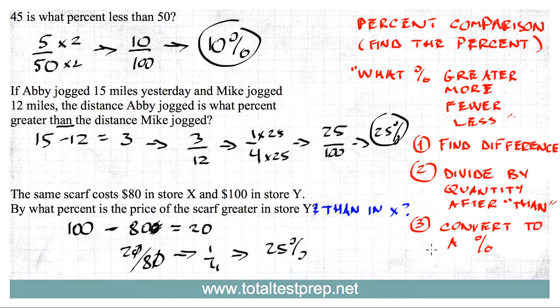So once again, when you are being asked to find the percent in a comparison, first of all, you know you're dealing with it if you see the keywords what percent greater, more, fewer, or less. And the steps are to find the difference between the two quantities compared, divide by the quantity that comes after the word than, which is generally the second quantity in the comparison, and then convert this fraction, this difference divided by the second quantity, into a percent.